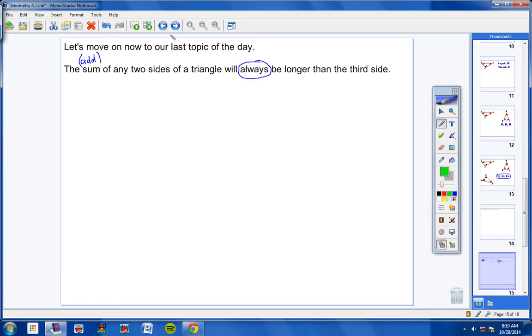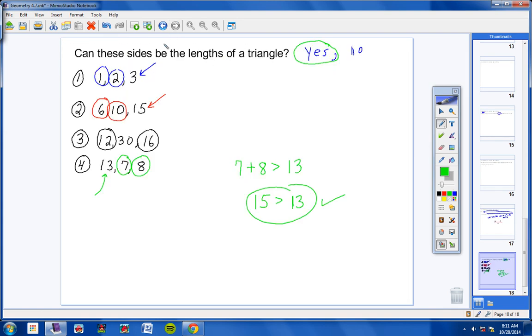And then lastly, understand that the sum of any 2 sides of a triangle will always be longer than the third side if you truly have a triangle, okay? And you should be able to look at sides like this and tell me, is it possible for these triangles to exist, or is it not possible?